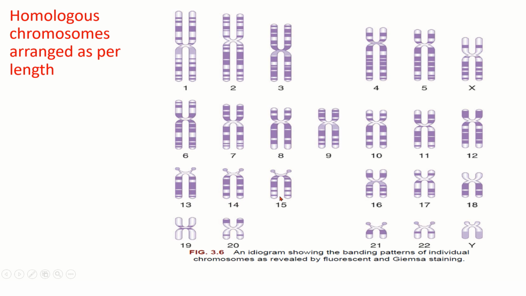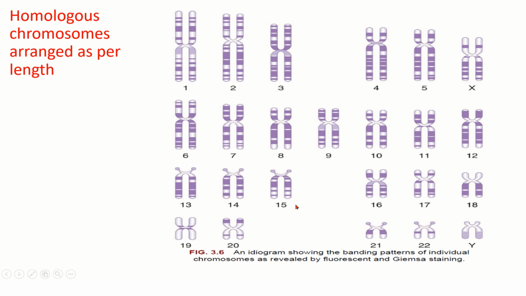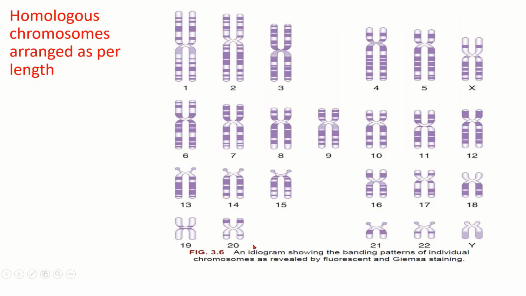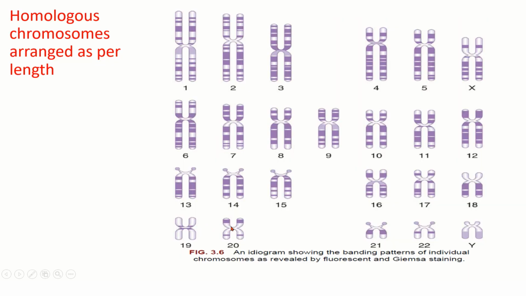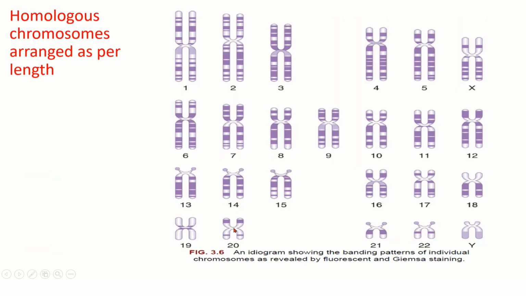So then 13, 14, 15, and 21 and 22, all these are acrocentric. You can see here 13 to 15 acrocentric. Then 16 to 18: 16 is metacentric, whereas 17 and 18 are submetacentric. Let us see here, 16 is metacentric, 17 and 18 are submetacentric. And you can see here 19 and 20 are metacentric. Then 21, 22 and Y are acrocentric chromosomes.